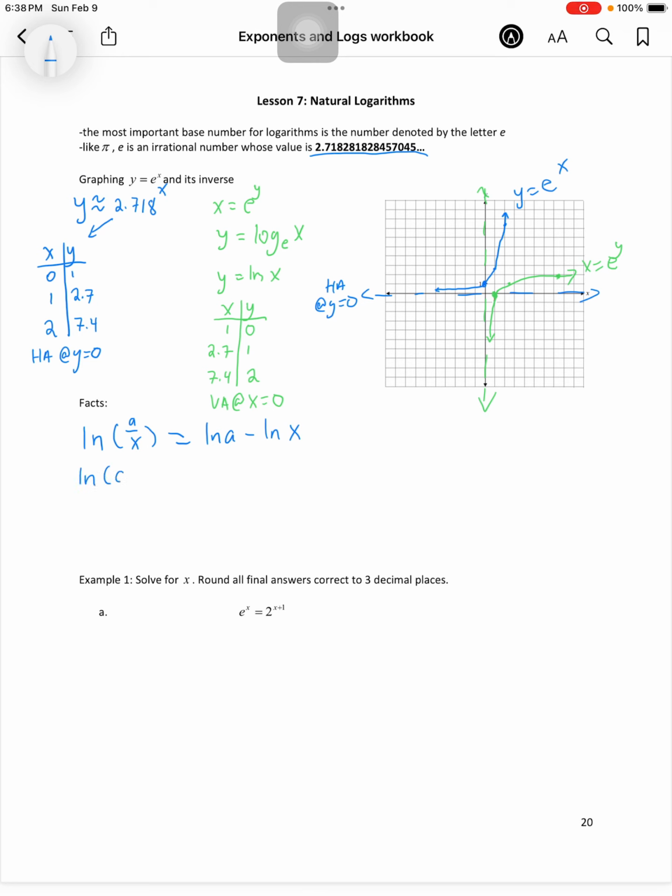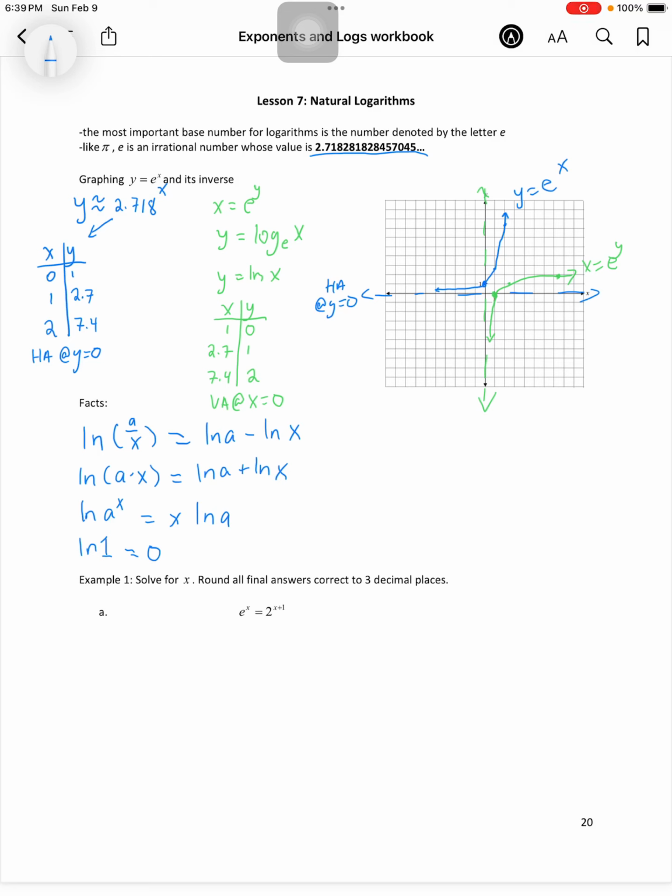Multiplication law, ln of a times x equals ln a plus ln x. Power law, ln of a to the x equals x ln a. And then ln 1, that kind of looks like a face, ln 1 equals 0, because in order to have anything equal to 1, it's just going to be an exponent of 0.